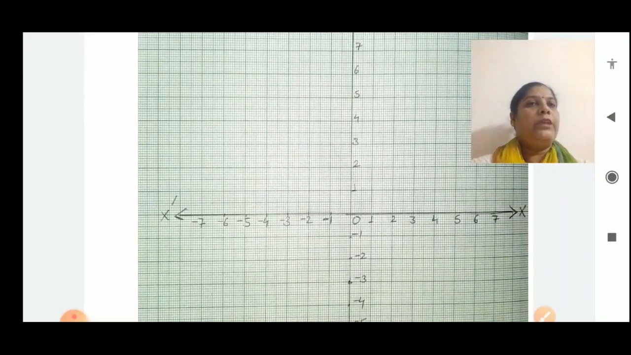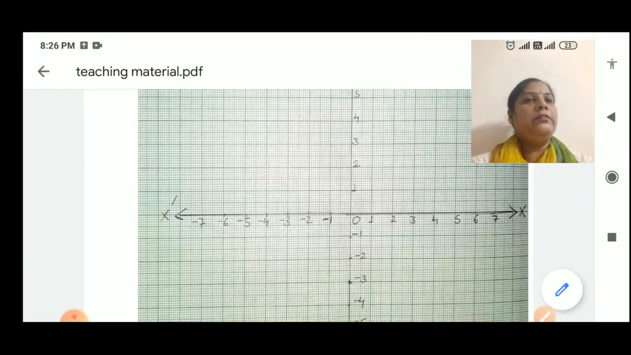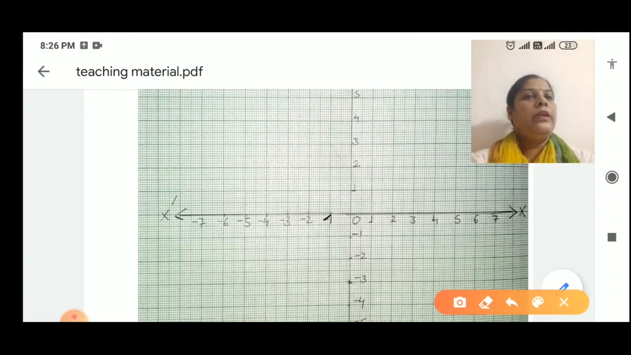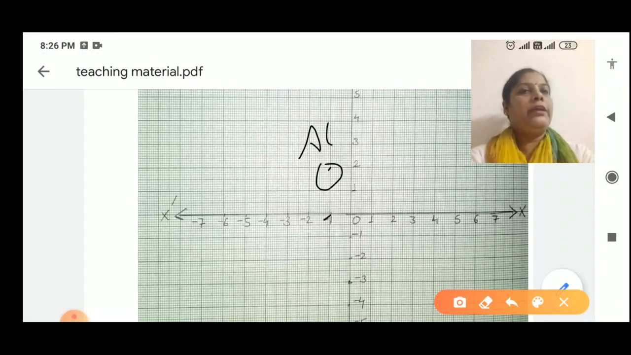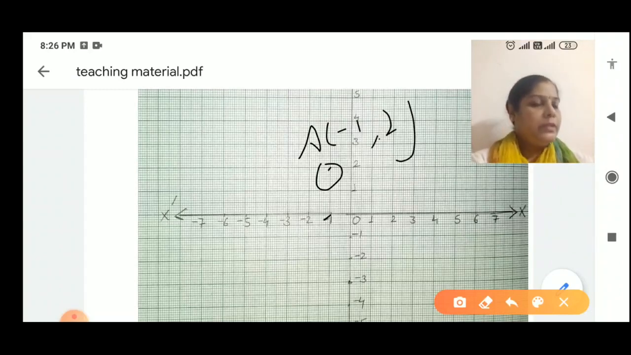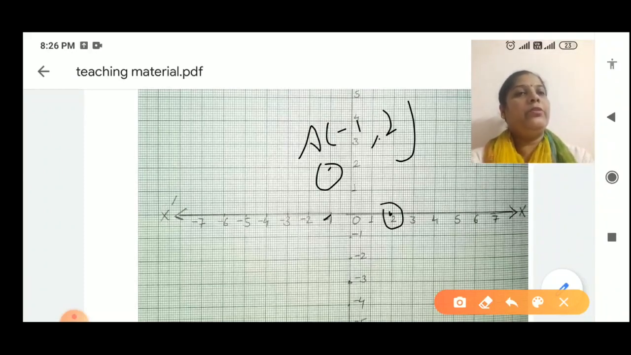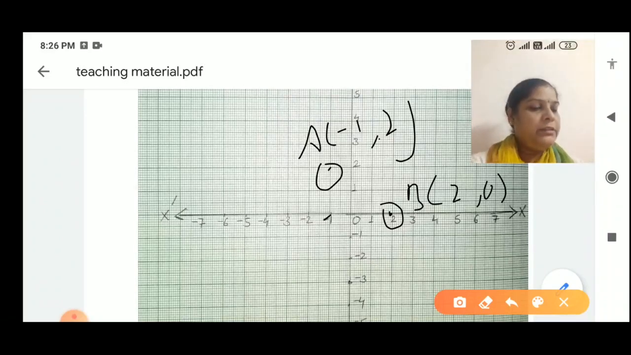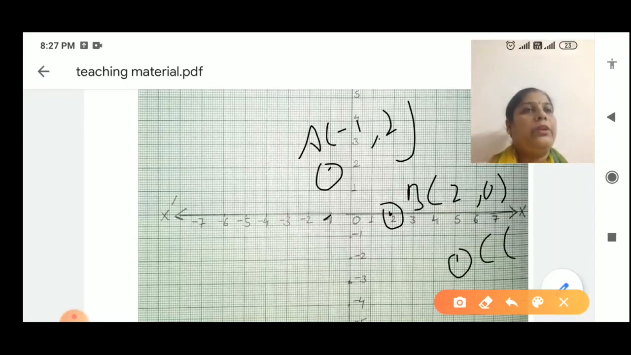-1 and 2. -1 on the x-axis is here and positive 2. So here is our point A, (-1, 2). Then our B point is (2, 0). Positive 2 and 0. For positive 2 and 0 you don't have to go anywhere, you have to remain here only. So this is your B point, positive 2 and 0. Then our C point is (5, -2). Positive 5 and -2 you will get here. This is your C point.